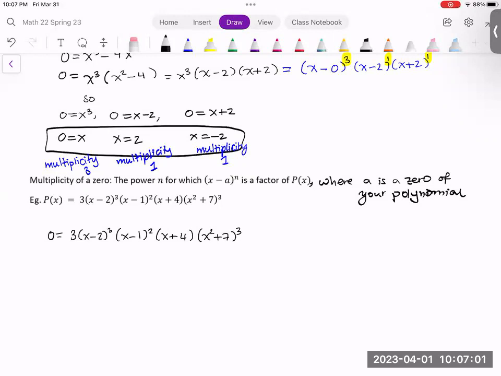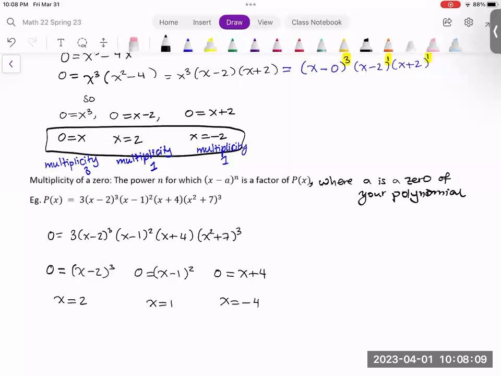Looking at all of these terms, the things that can give us zeros are going to be the terms that are linear. This value 3 can never be equal to 0. But we could have 0 is x minus 2 cubed, 0 is x minus 1 squared, 0 is x plus 4. When we look at x squared plus 7, we see that this is an irreducible quadratic. X squared is always 0 or more. We've pushed the graph of x squared up by 7, so it never touches the x-axis at all. And so only these 3 terms give us zeros. This first term tells us there's a 0 at 2. The second one tells us there's a 0 at 1. And the third term tells us there's a 0 at negative 4.